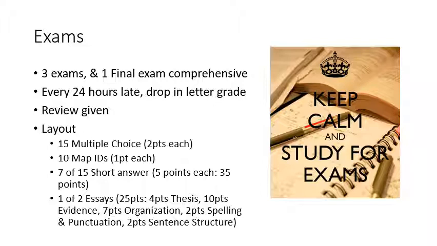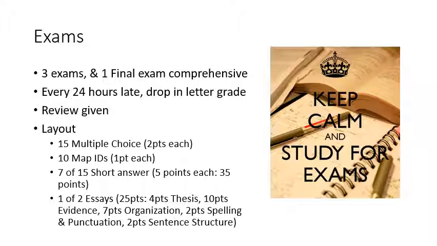The layout of the exams is there's 15 multiple choice questions. They're worth 2 points each, so that's 30 points. There are 10 map IDs. These are worth 1 point each. And then there are 7 of 15 short answer questions. So basically what this means is I will give you 15 short answer questions. You have to choose 7 of them to answer, and each of them are worth 5 points, thus equaling 35 points. And then the last part is the essays.